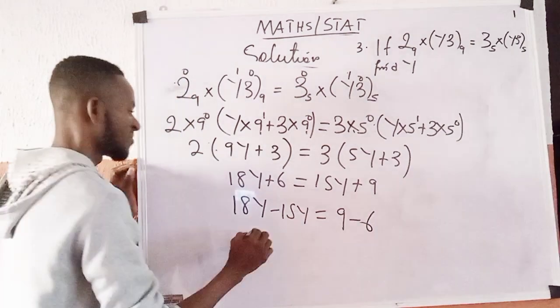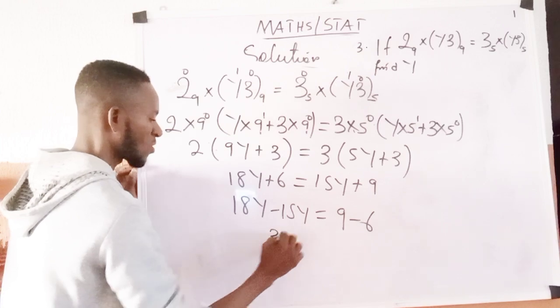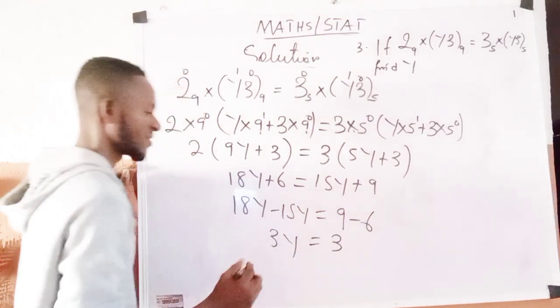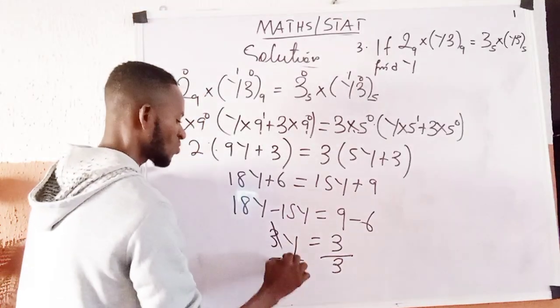So it becomes 18y minus 15y, which will give me what? 3y. Y is given as 9 minus 6, which will probably give me 3. So I will say all over 3, all over 3, so that this will cancel this.